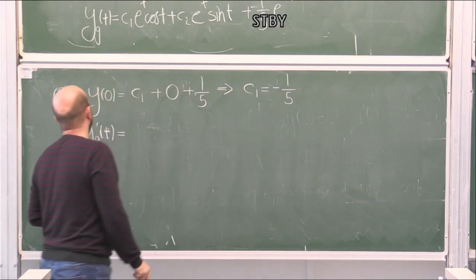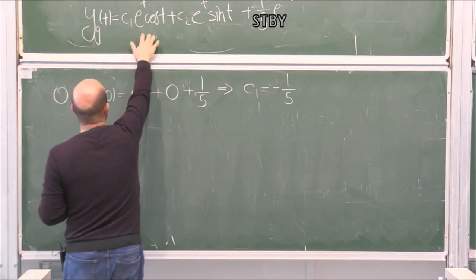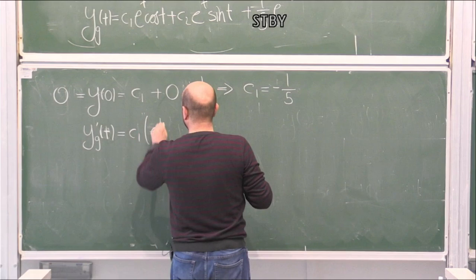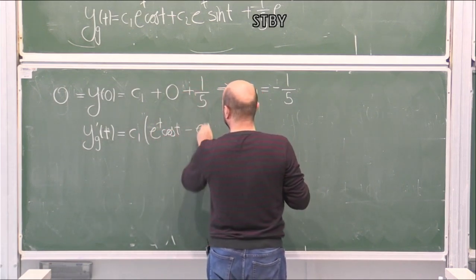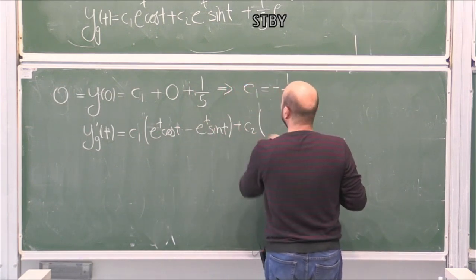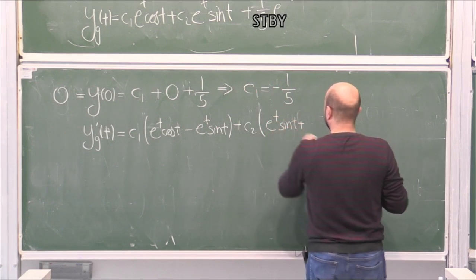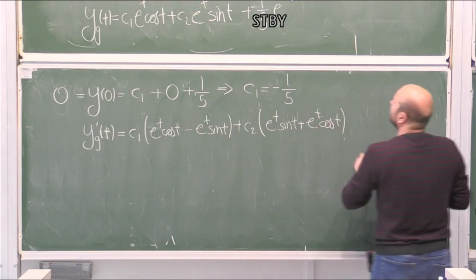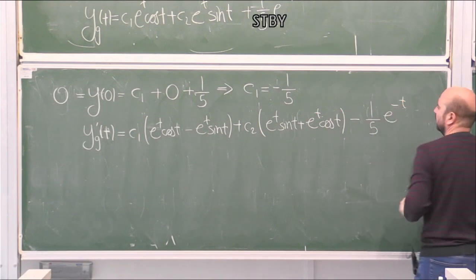Now I need the derivative at 0, but let's first of all take the derivative of this, because I'm going to plug in 0 and I need to get 1. If you take the derivative, we will have c1 times parentheses e to the t cosine t minus e to the t sine t, plus c2 times e to the t sine t plus e to the t cosine t, and we will have minus 1 over 5 e to the negative t.